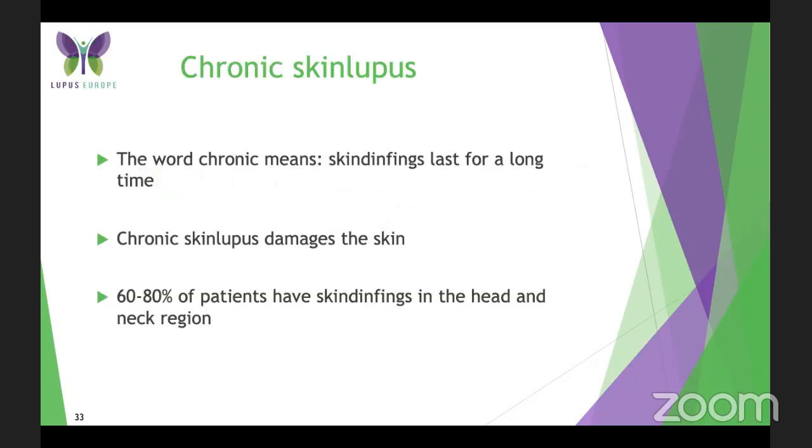And we call this chronic because the skin findings might last for a long time. Chronic skin lupus also damages the skin, in all of the subtypes. And 60 to 80% of patients have skin findings on their head, so for example, their face, their scalp, or in the neck region. Next slide, please.